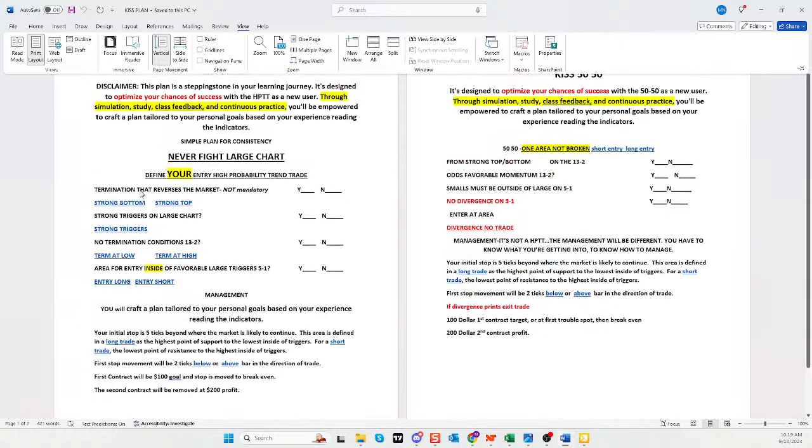Your ability to recognize strong tops and bottoms will carry you to that 50-50 trade. Your ability to recognize momentum will set you up for success on the 50-50 trade. Your understanding of termination conditions will help you identify that the area is not broken yet, and it will get you prepared for the 50-50 trade. Defining your entry prepares you for the 50-50 trade.